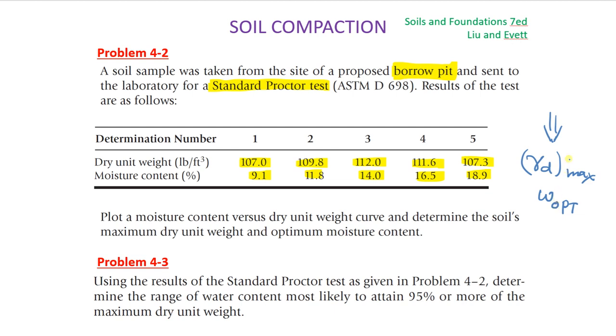Okay, and then on the same data, we are going to do another example. The next example says, from this test we are going to compact the soil to 95% of this maximum dry unit weight. We are not going to achieve 100% compaction. We are going to try to achieve 95% of the compaction. In that case, if we attain 95% of the dry unit weight, then what should be the range of water content? So these two examples are based on this same data, so let's start with our example.